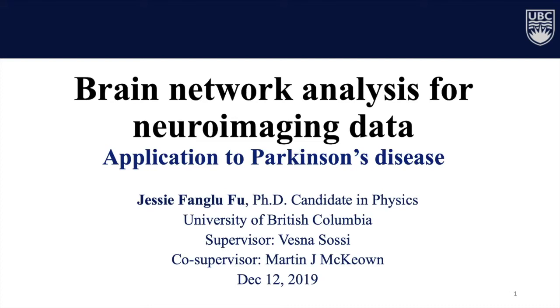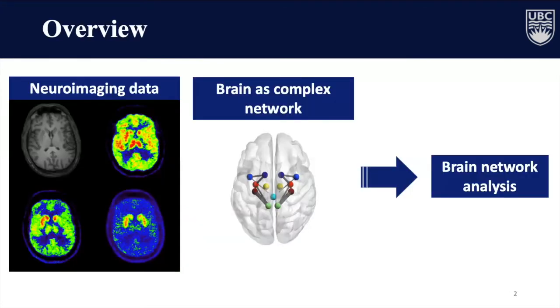So today I'm going to give you a brief overview on brain network analysis for neuroimaging data with focus on Parkinson's disease. And my supervisors are Dr. Vesna Sossi and McKeown. So neuroimaging data are commonly used to study structural and functional changes in healthy and disease stages. And because our brain is a complex network, network pattern analysis was proven to provide more robust and additional information compared to traditional analysis.